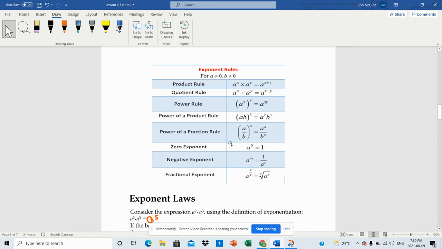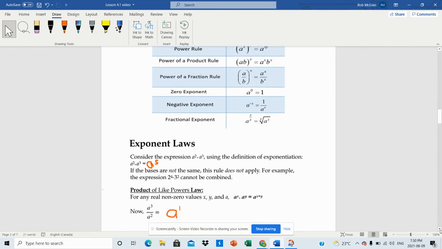If you've got the ability to take a snip, I recommend using the snip tool and just capture this photo here and save that and have it somewhere close by for when you're doing math. It's a nice little snapshot of all the exponent rules. We're not going to go through all these rules. We're going to go through only a few of them.